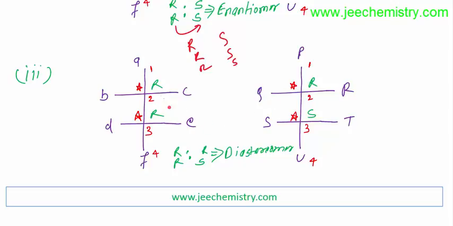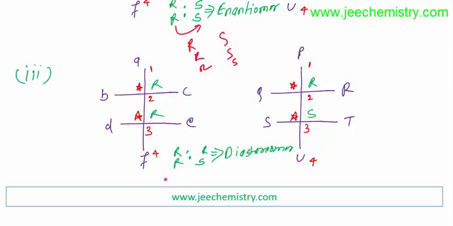Now the case of diastereomer. This is R, this is R, but in the other, this is R and this is S. One configuration is opposite: R and R, but second R and S. One R is the same, and one R changes to S. If more than one chiral center is there, 2, 3, 4, 5, 6 chiral centers, and any one chiral center is different, then that will be diastereomer.